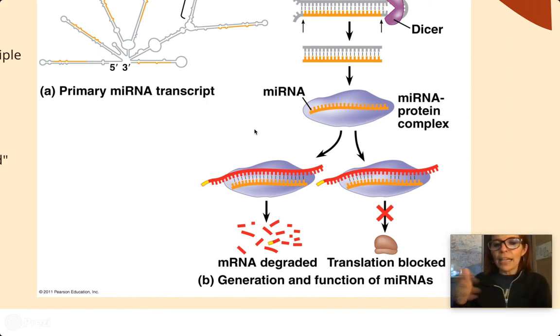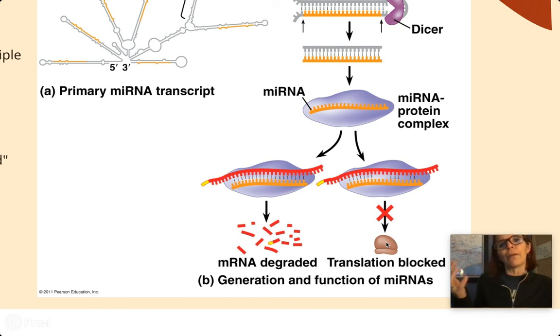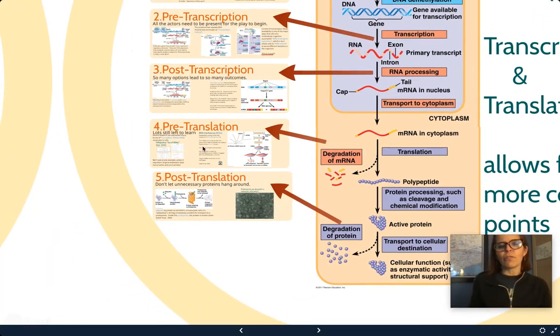So maybe that mRNA was useful for a bit, but now we need it to stop. So we're going to cut it into pieces and recycle it. Oh, the cells are so good at recycling things. And no matter what, even if the complementariness isn't perfect, it will still block translation. So this might have been an mRNA that was useful at a point, and now it's been tagged, and now it will not be translated into a protein anymore. So that's called pre-translation, and the microRNA interference, all that.